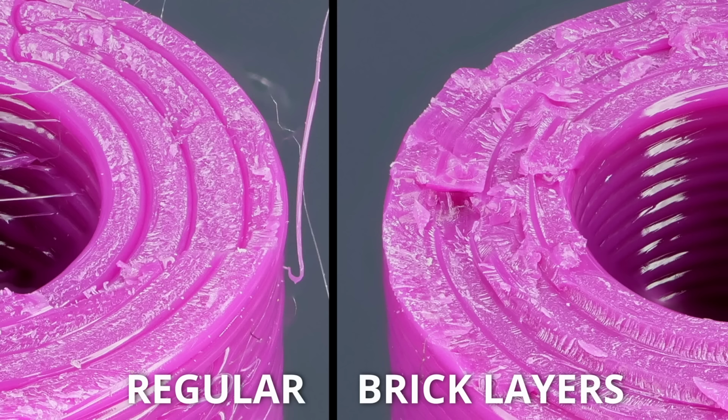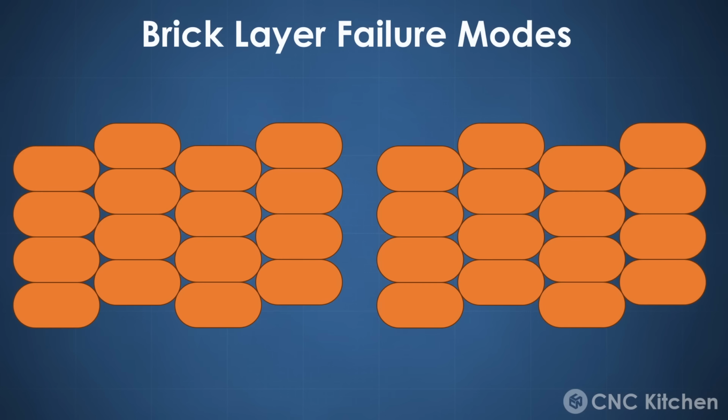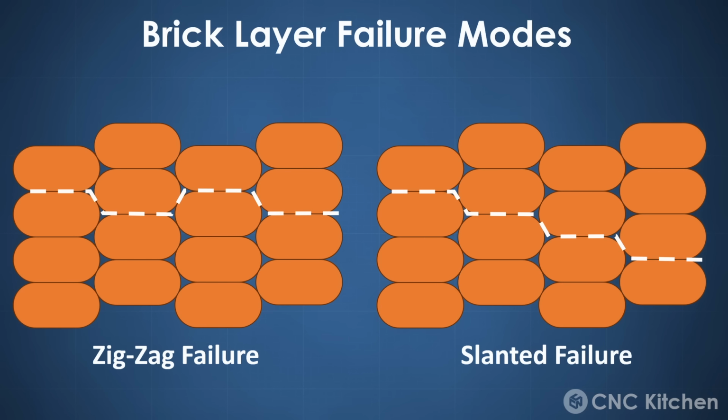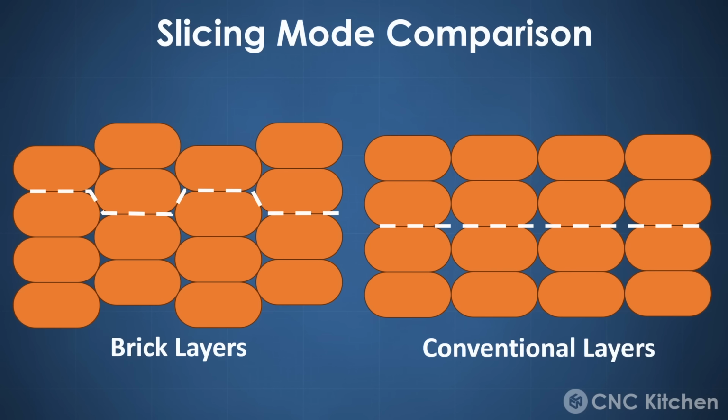Comparing the crack surfaces showed that we went from a primarily planar failure to a zigzag or even conical failure, which explains the better results because this increases the surface area where the extrusions can bond together.